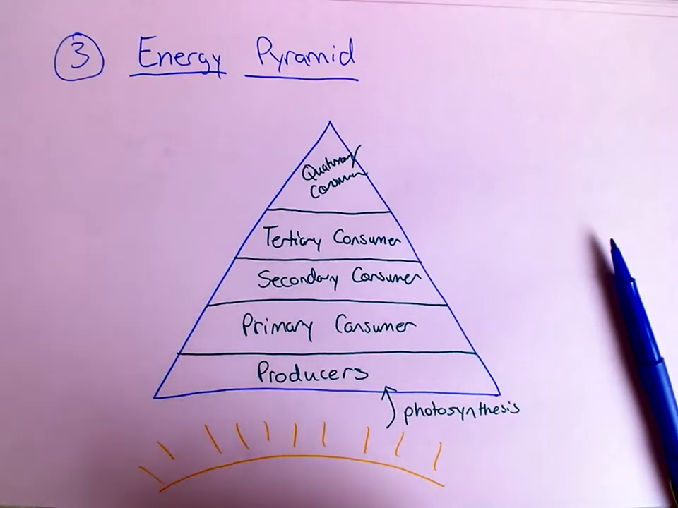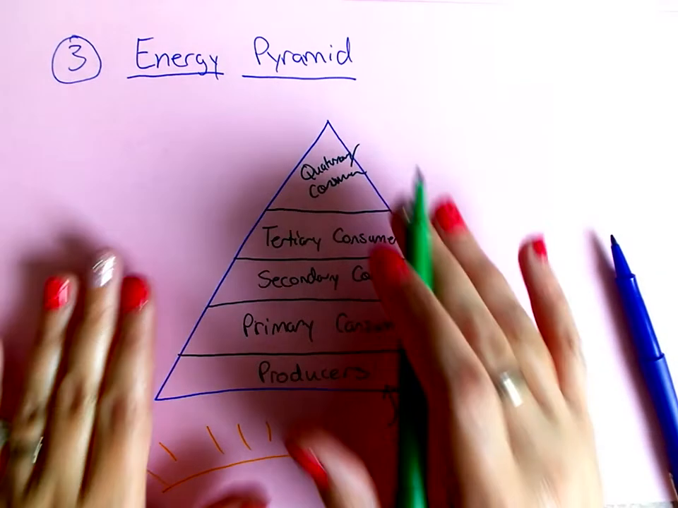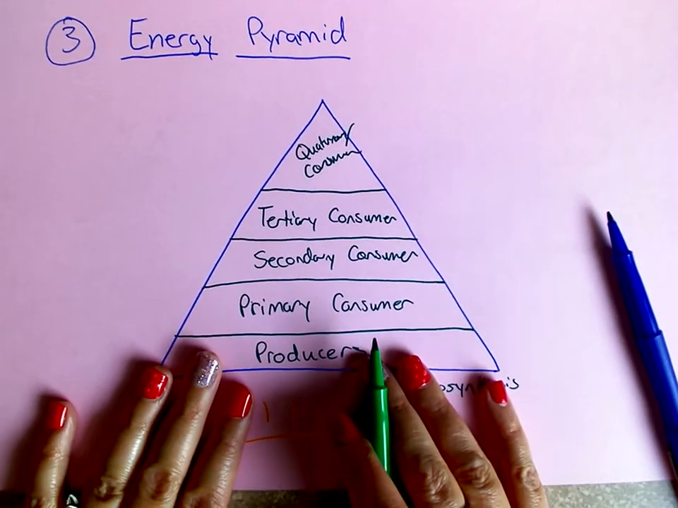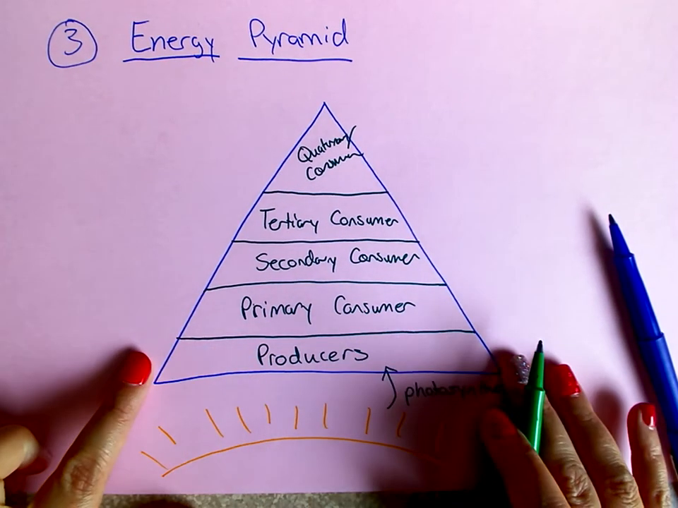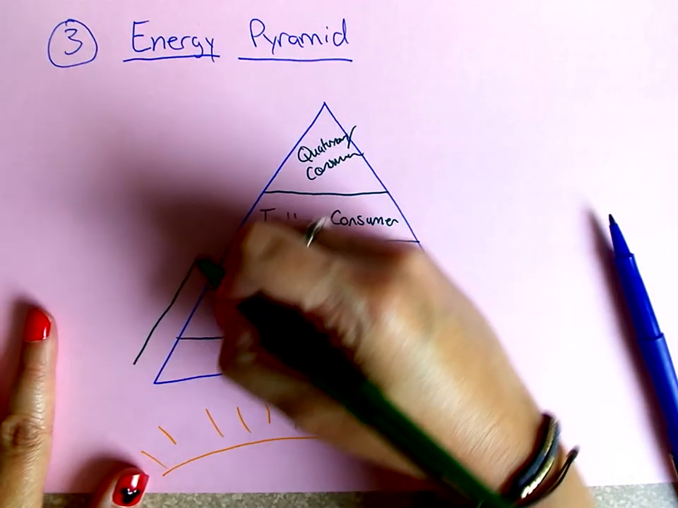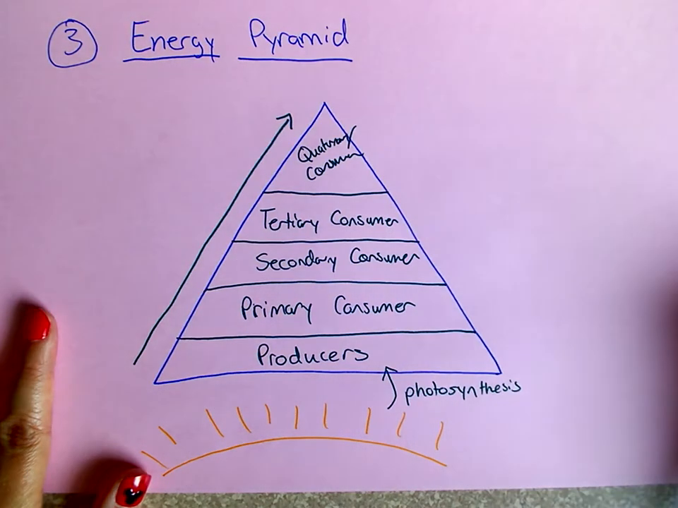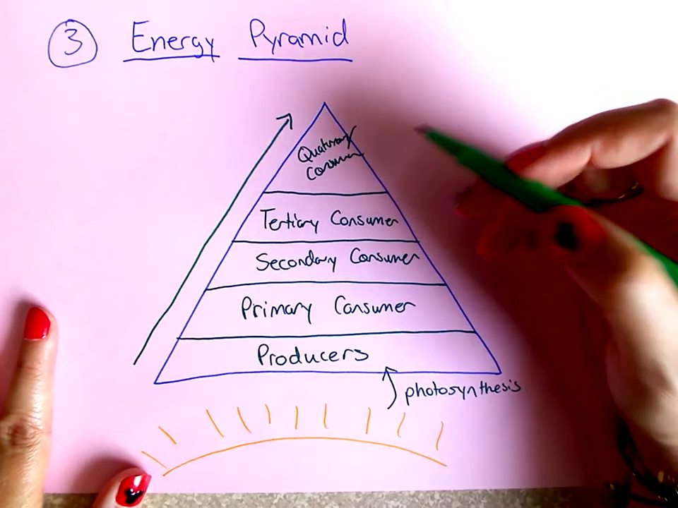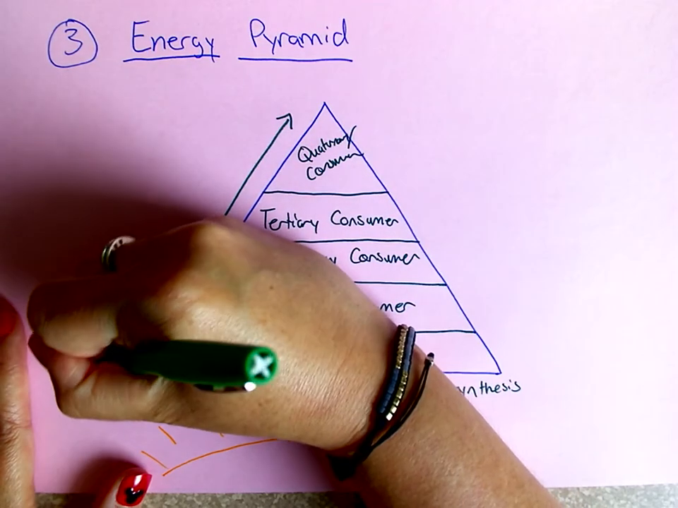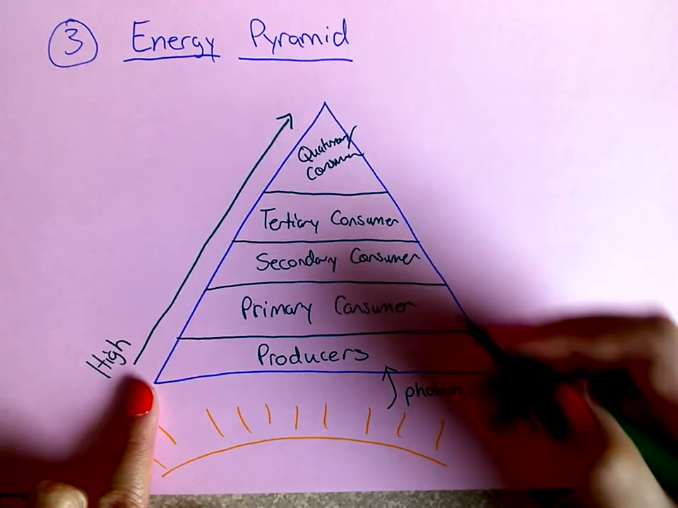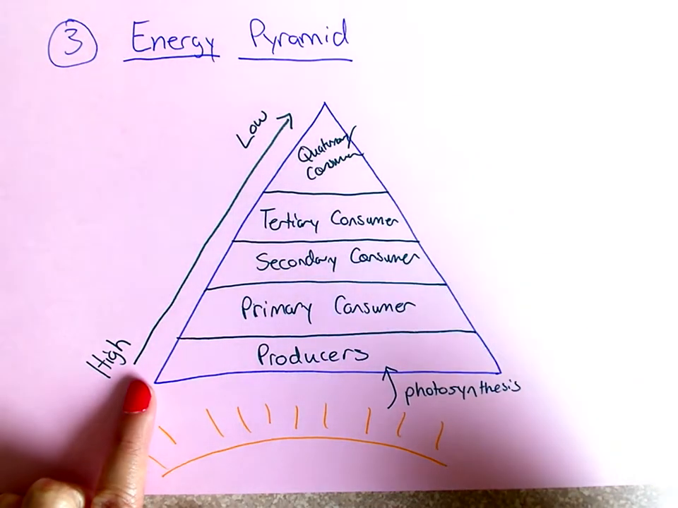Can't see that very well. I ran out of room. But that's quaternary consumer. But the point is that down here at the bottom, we see that the producers are going to have the most energy. So if I'm tracking the amount of energy that's going to be able to make it through each level, it's going to be high down here at the bottom and lower up here at the top.